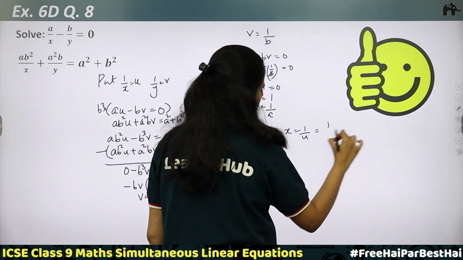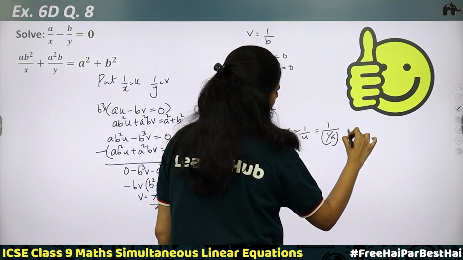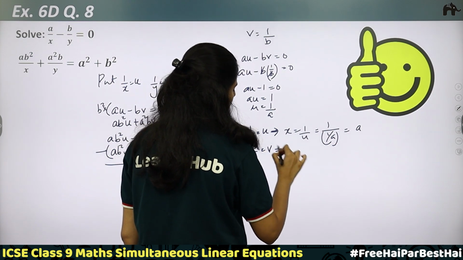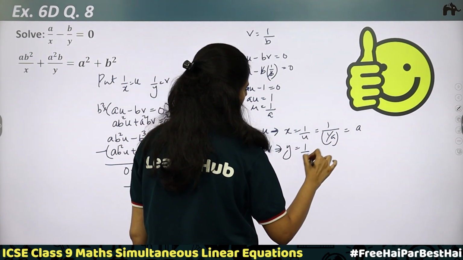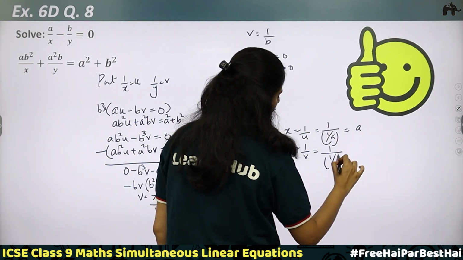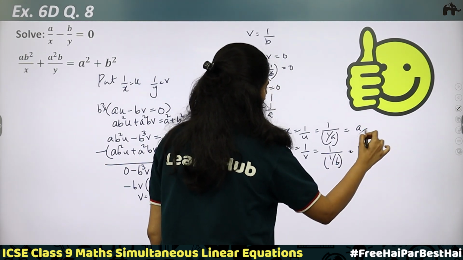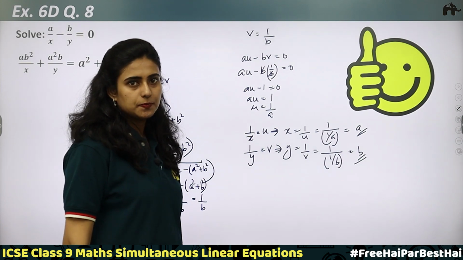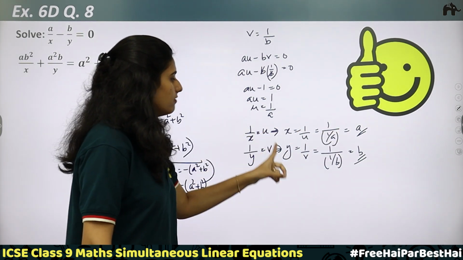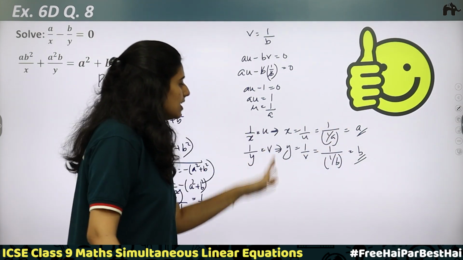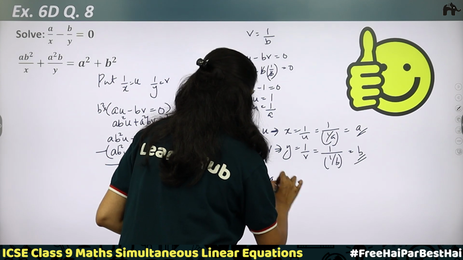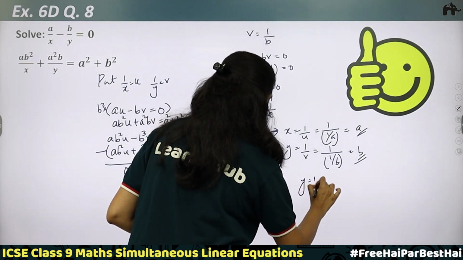That is 1 by x equal to a. 1 by y is equal to v, which implies y is equal to 1 divided by 1 by b, equal to b. So we got a and b values. Okay, so x is equal to a and y is equal to b. We are getting x and y in terms of a and b.